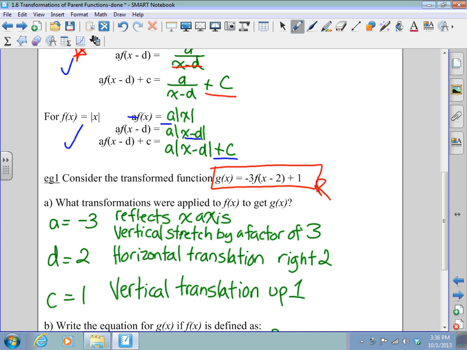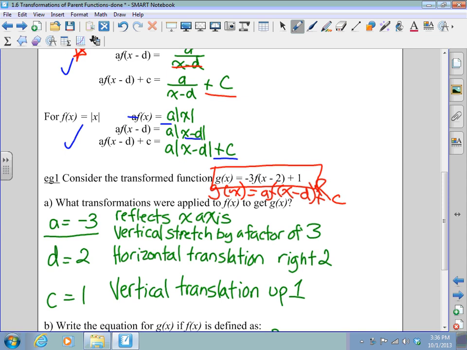So all we're going to do is relate this to that equation we wrote above, or I can just rewrite it down here. So g of x equals a times f of (x minus d) plus c. From this, we know some information. We know, for example, that a equals -3.